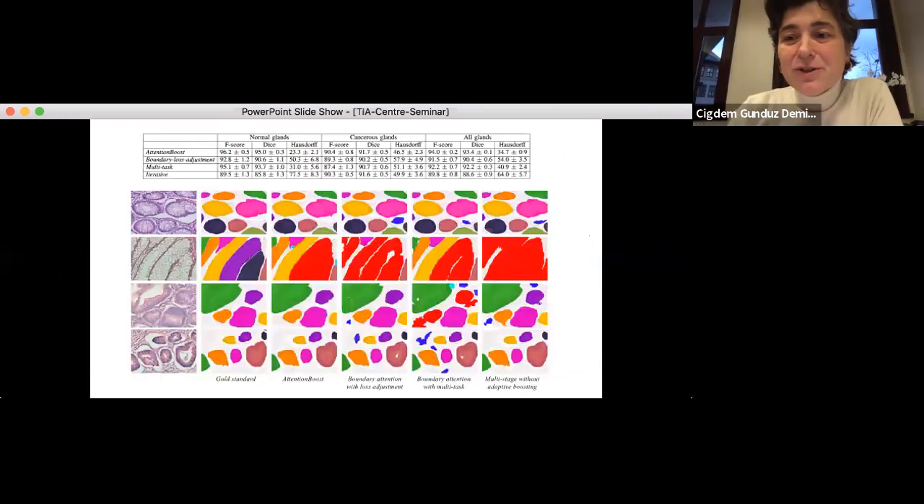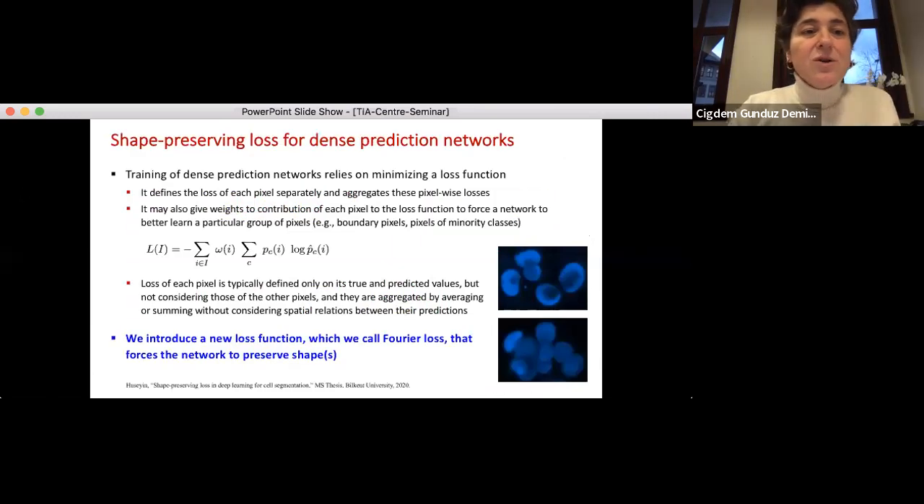Okay, let me continue with the next model. This is the model that we propose to better preserve shapes in a segmentation network. So let me give you the motivation first.